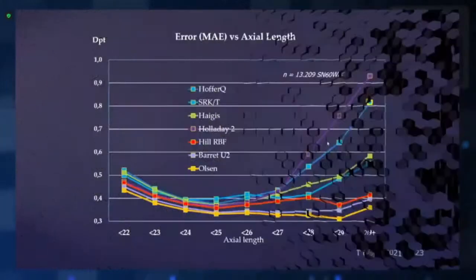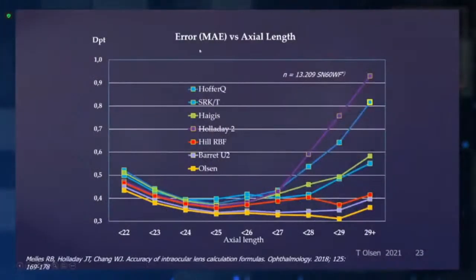So what is the error that we get? Well, I have the opportunity to have access to one of the largest databases published. That's the Miller study published some years ago. And here you can see a comparison between different formulas. We have 13,000 cases with the Alcon SN60YF. And you can see all formulas do pretty well in normal axial length. There are some higher errors in the short axial length. And if you go to the extreme high myopic eyes, you see a big difference between different formulas.